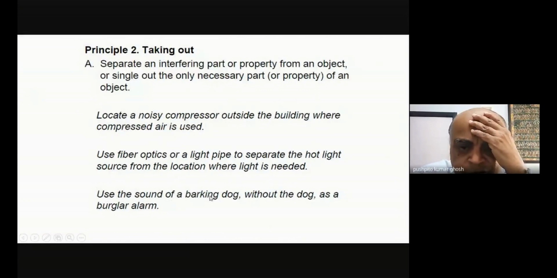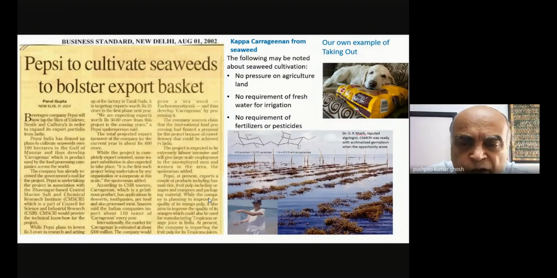Okay. Let me tell you about an application of taking out in our own work. And let me tell you, at the time that we did this, neither did we know taking out or TRIZ or anything. I'm going back to around 2004 or so. But when I was preparing the lecture, I realized that actually what we did was something related to taking out. So I will mention that. But before that, I will take you through a slightly more convoluted presentation, just so that you know the context of how it all happened.